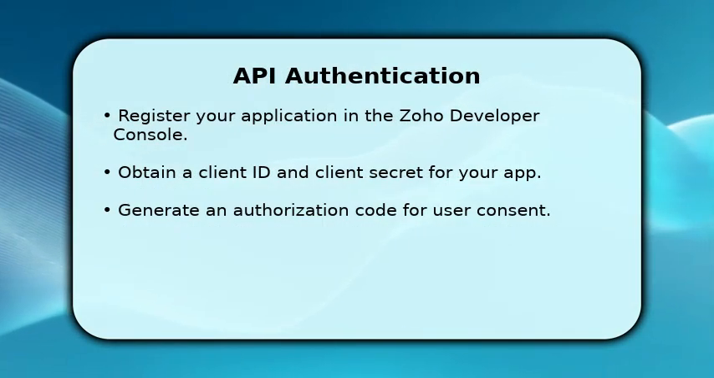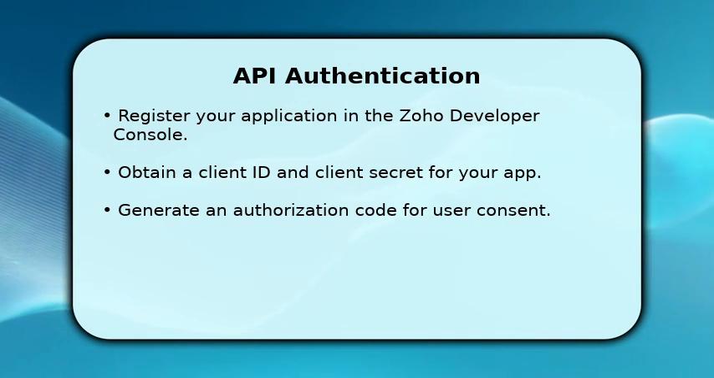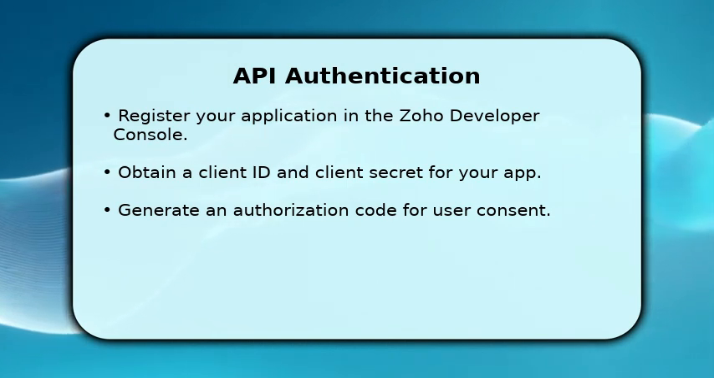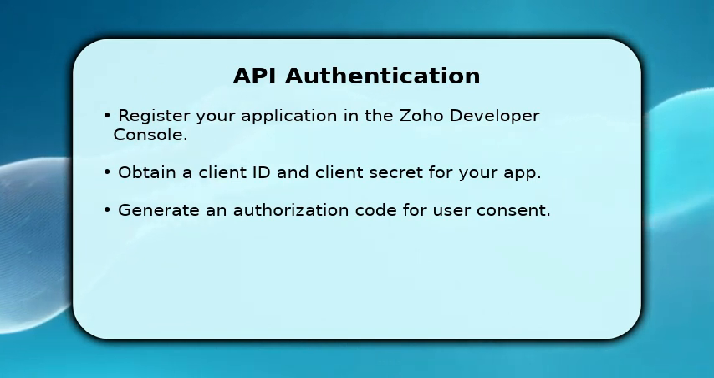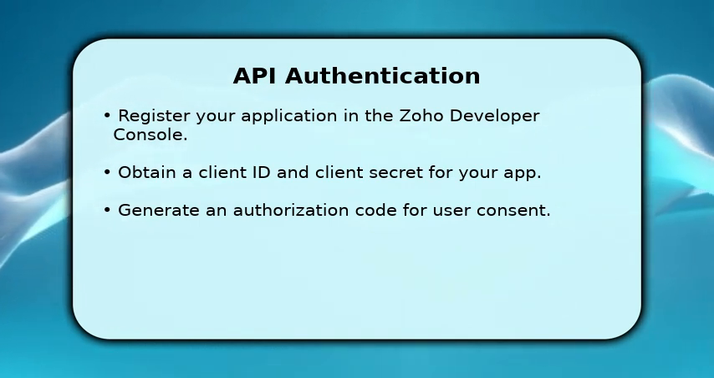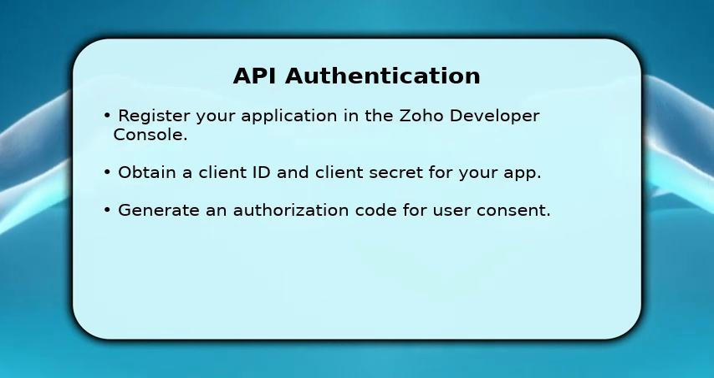Next, let's talk about authentication, a crucial first step. You'll need to register your application in the Zoho Developer Console to get a client ID and client secret. Then, generate an authorization code, which requires user consent. Finally, exchange this code for an access token, which acts as your key to making API calls. Remember, access tokens have a limited lifespan.